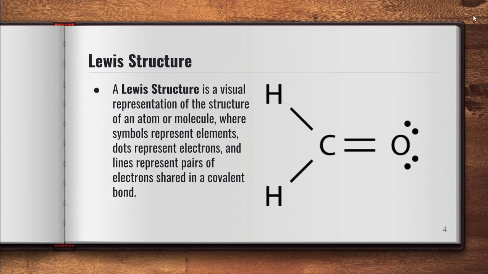So what is a Lewis structure? Well, it is a visual representation of the structure of an atom or molecule, where the symbols represent elements, for example, carbon, hydrogen, and oxygen. The dots represent lone electrons, and then the lines represent pairs of electrons shared in a covalent bond. So as you can see here, we have a wide mixture. We have a carbon atom that is chemically bonded to three other atoms, two hydrogens and an oxygen. The carbon and oxygen have a double bond, and the oxygen has 4 valence electrons that are located on the outer part of the oxygen atom. So there's a lot of information that we can get from this particular structure. But how do we make them, and how do we draw them?